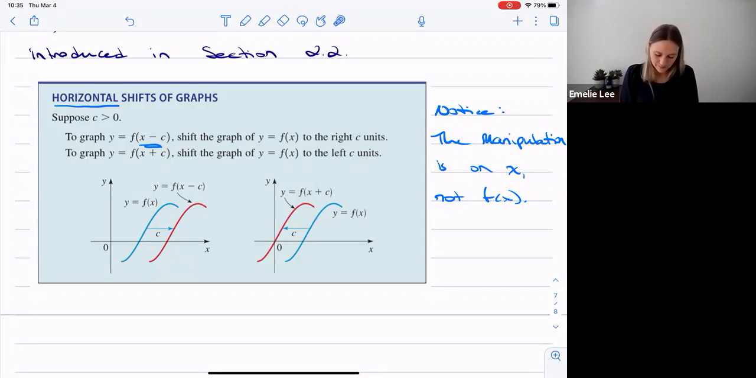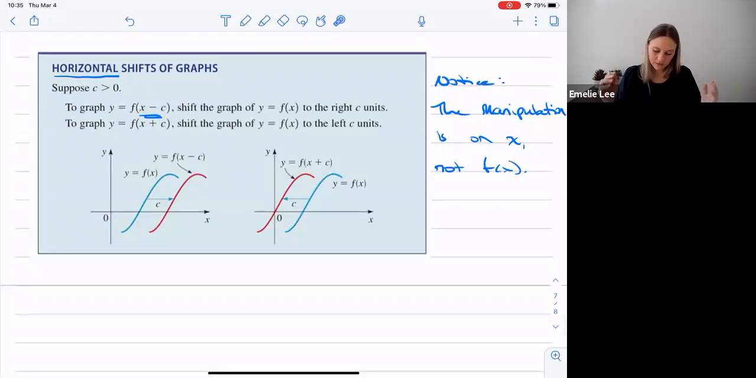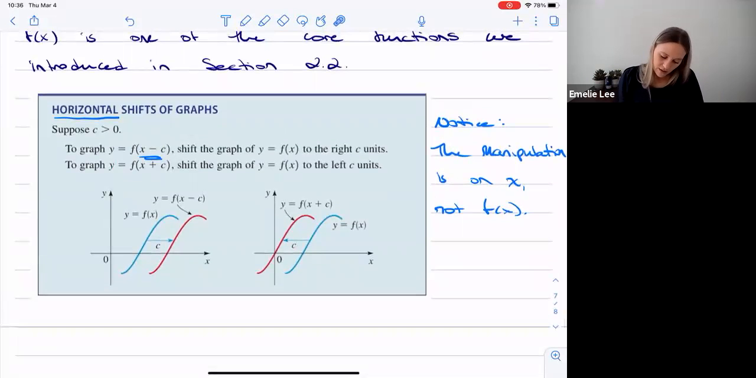And however you want to remember it, if you subtract c from x, then it shifts to the right by c units, versus if you add c to the x, then it shifts to the left c units. And to me, it's counterintuitive. If it makes sense to you, then that's great. Okay. So the difference between vertical transformations and horizontal transformations is whether the f of x is being manipulated or the x is being manipulated.